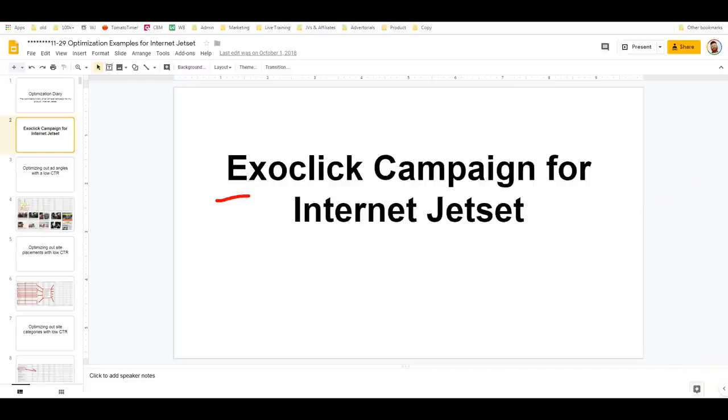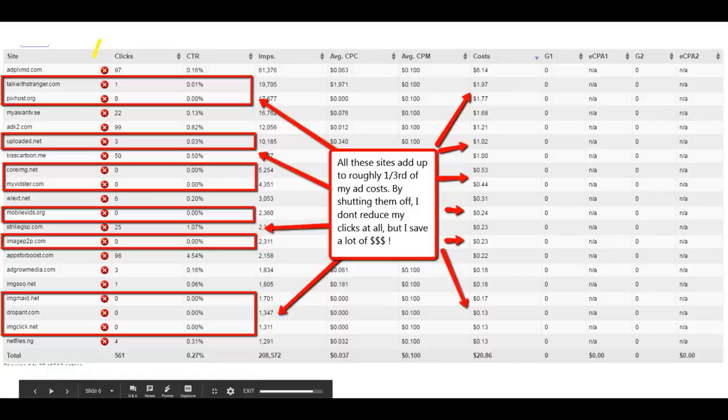You'll see I kind of detailed things by the ad networks I used. ExoClick is an adult ad network. Internet Jet Set was my product. Now here's an example of the sites that my ads were showing up on ExoClick. Now ExoClick is a fairly cheap ad network. They're very affiliate friendly. It's almost all affiliates advertising on their platform. Very loose on restrictions, and they show on a lot of porn sites and torrent sites and what have you.